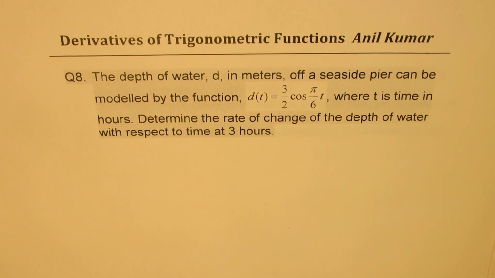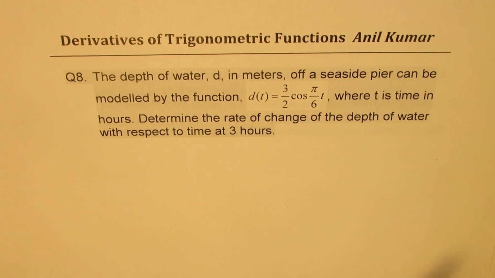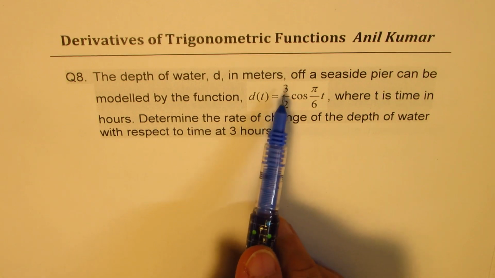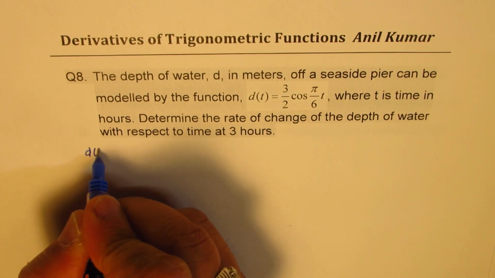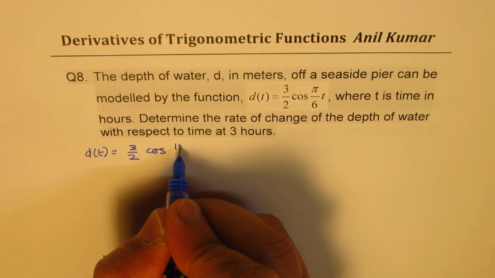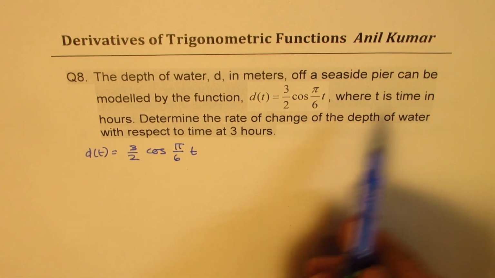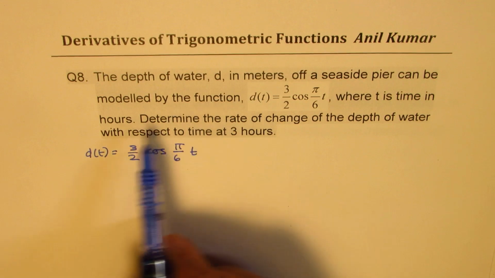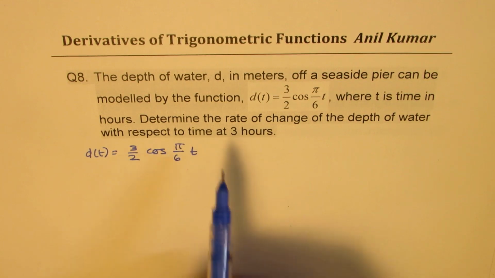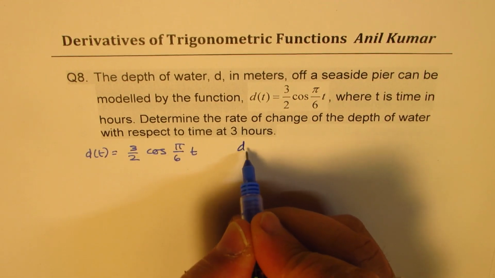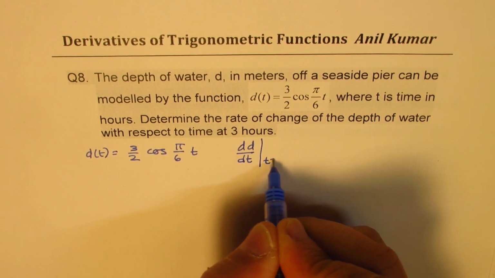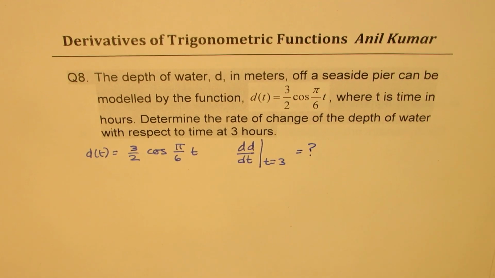Question number 8. The depth of water D in meters of a seaside pier can be modeled by the function d of t equals to 3 over 2. So let's write down the function here. D of t equals to 3 over 2 cos of pi by 6t, where t is time in hours. So meters and hours. Determine the rate of change of depth of water with respect to time at 3 hours. So we want to find the rate of change of depth with time when t equals to 3. Correct? So that is what we need to find.